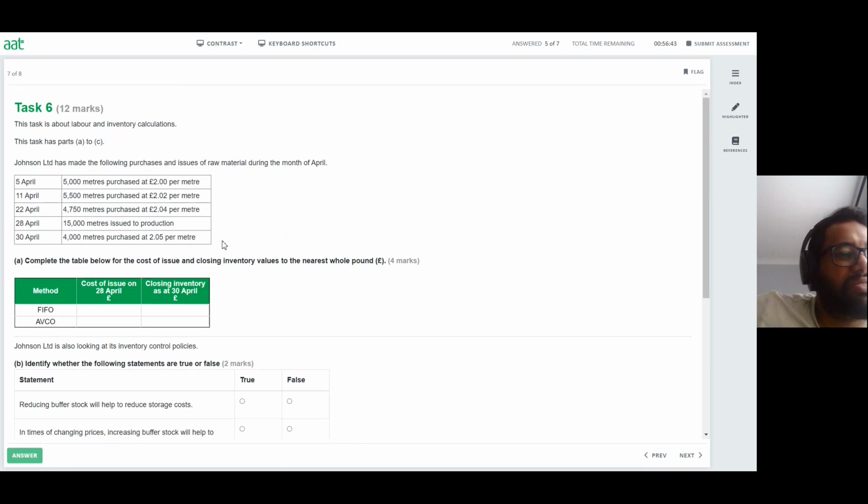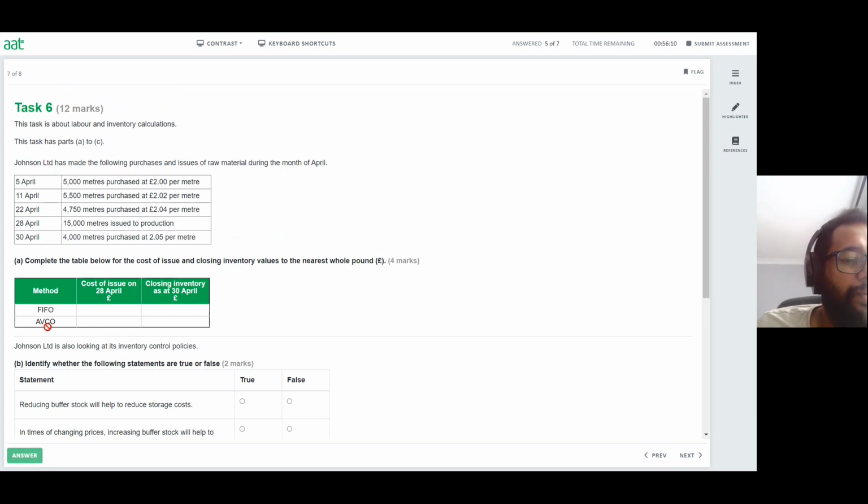Task number 6. This task is about labor and the inventory calculation. So here, Johnson Limited, bringing Johnson back into the business again. Johnson Limited has made the following purchases and issues of raw material during the month of April. So they have given you all these amounts of requisition, and there is one item issued. Complete the table below for the cost of issue and inventory values to the nearest whole pounds.